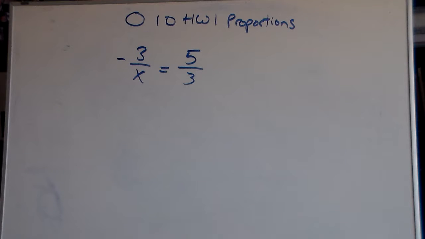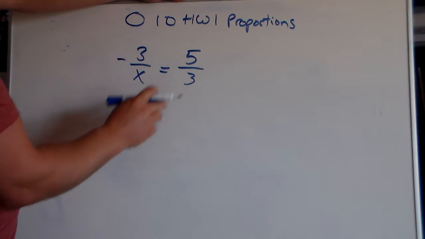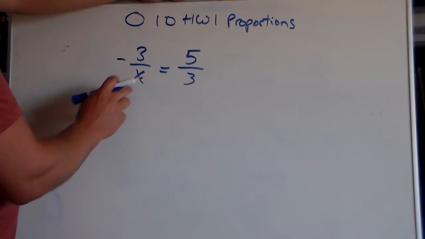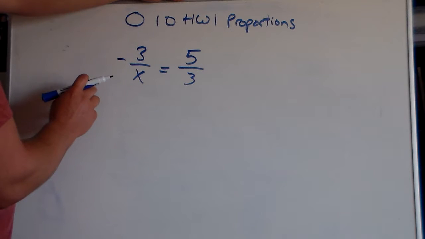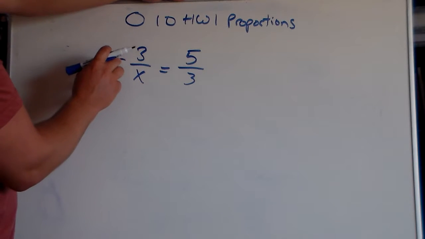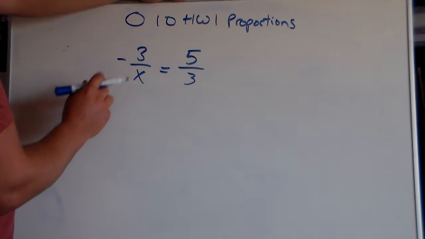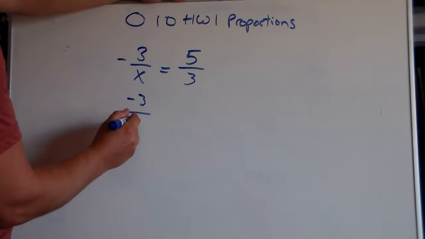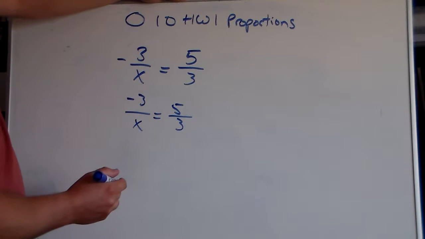Alright, this is problem number 5 on your homework. We have a negative fraction here, negative 3 over x equals 5 over 3. And our goal is to find the variable x, what the value of that variable is. So anytime you have a sign in front of the fraction, what I always recommend doing is putting that negative either on the top or on the bottom. You can pick either one. In this case, I'm going to put it with the number, with 3. So I'm going to rewrite the equation. Negative 3 over x is equal to 5 over 3.